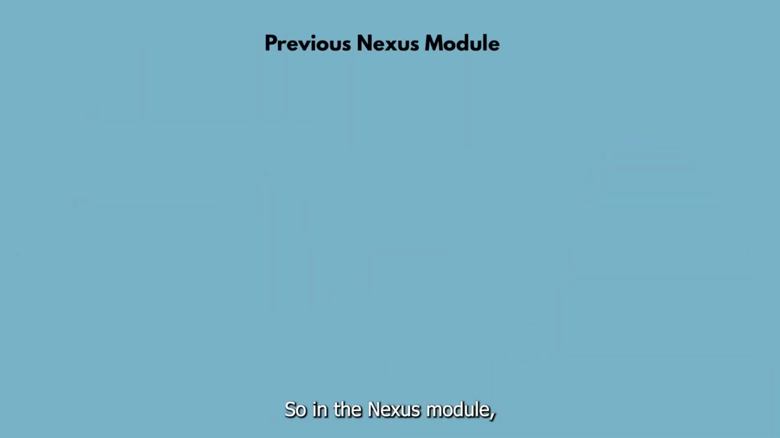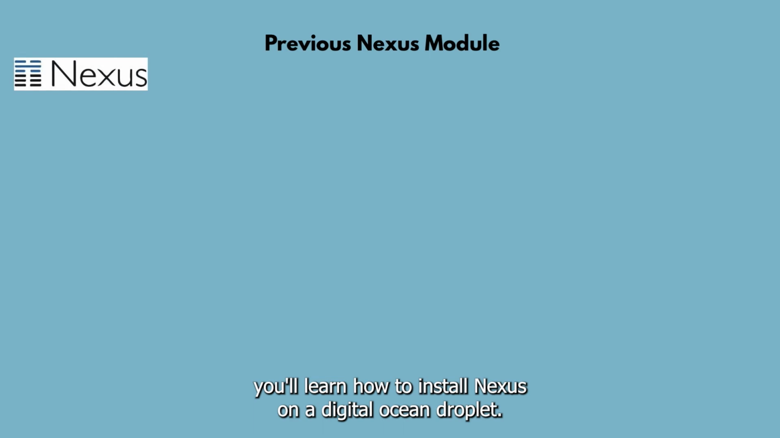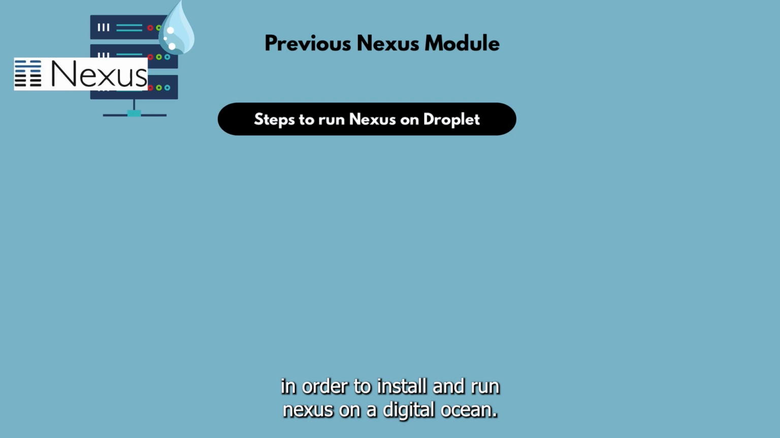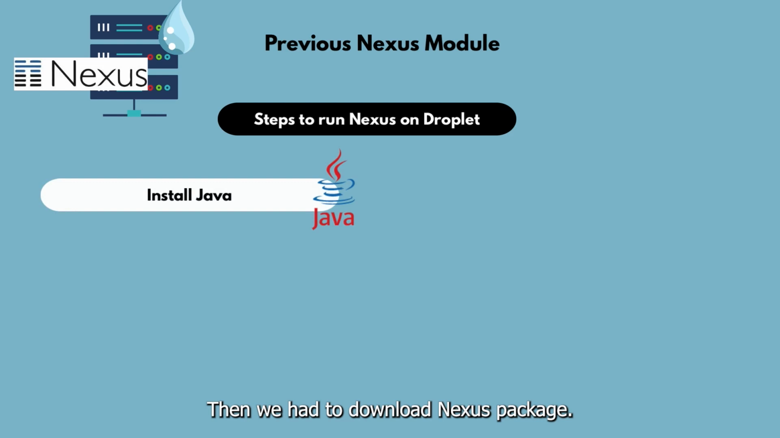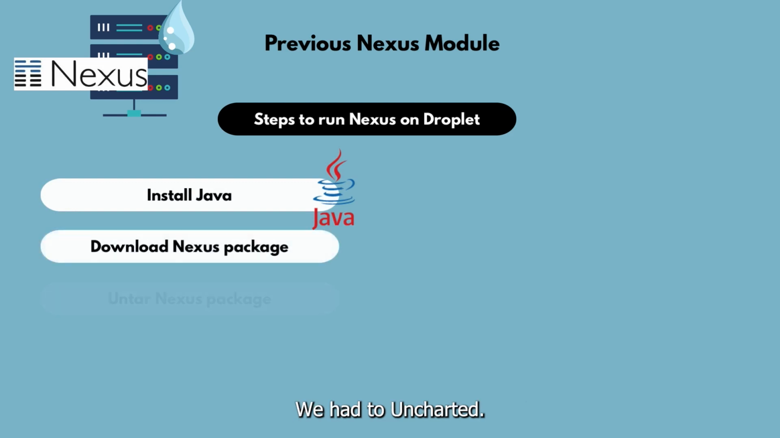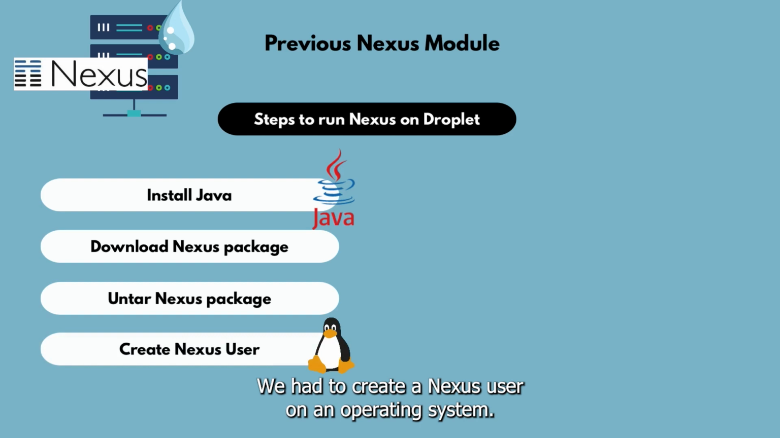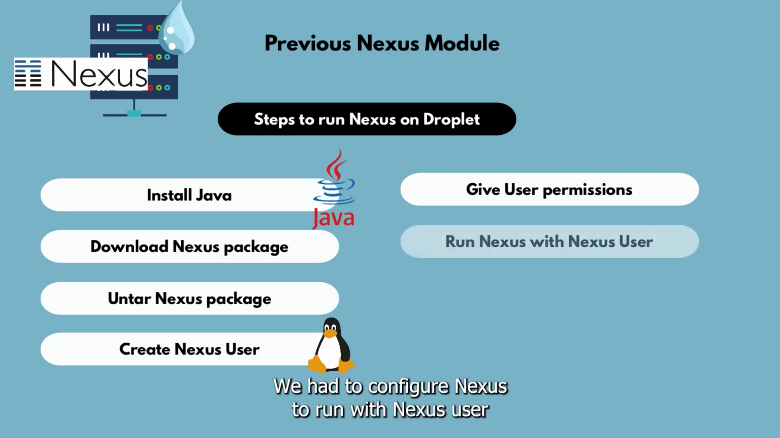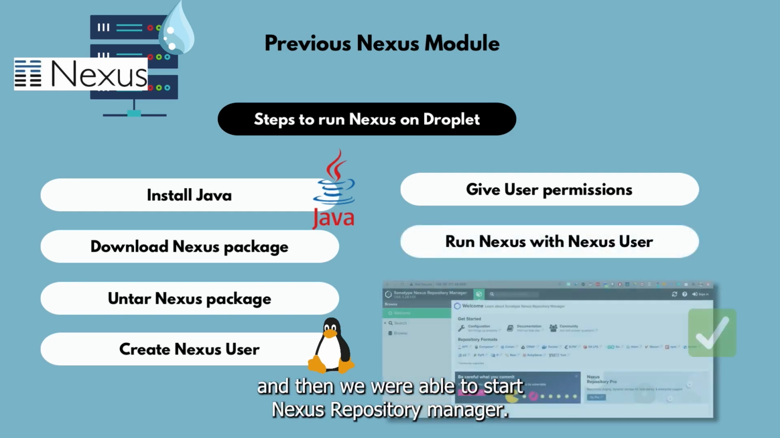So in the Nexus module, you learned how to install Nexus on a DigitalOcean droplet, right? When we set it up, we had to do all of these steps in order to install and run Nexus on a DigitalOcean virtual server, right? We had to install Java, then we had to download Nexus package, we had to untar it, we had to create a Nexus user on an operating system, we had to give it permission to the Nexus directories. We had to configure Nexus to run with Nexus user, and then we were able to start Nexus repository manager.